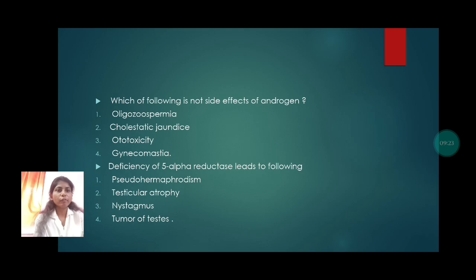Third MCQ: which of the following is not an effect of androgen? Option 1 oligozoospermia, second cholestatic jaundice, third ototoxicity, and 4 gynecomastia. So the answer is 3, ototoxicity. The last one: deficiency of 5-alpha reductase leads to the following. First, pseudohermaphroditism, second testicular atrophy, third nystagmus, and fourth tumor of the testes. So its answer is first, that is pseudohermaphroditism.